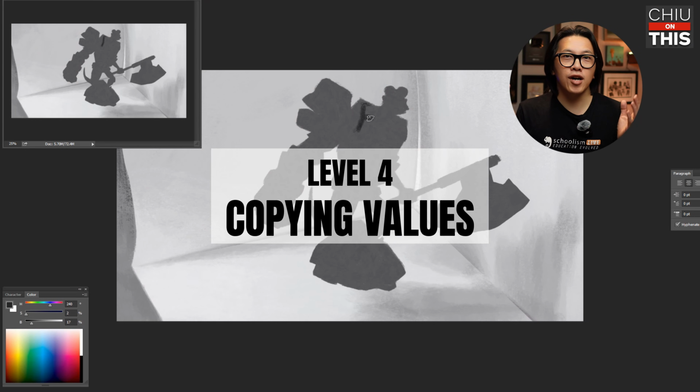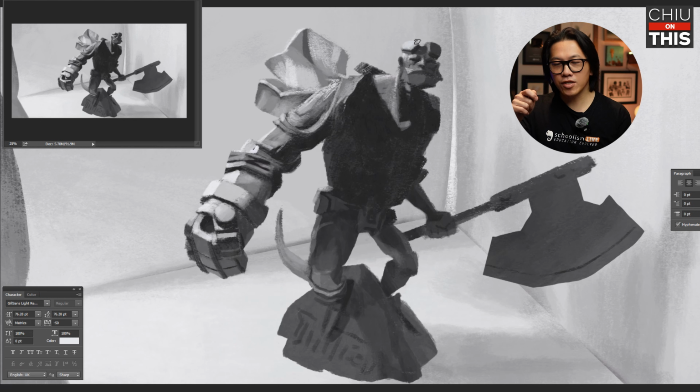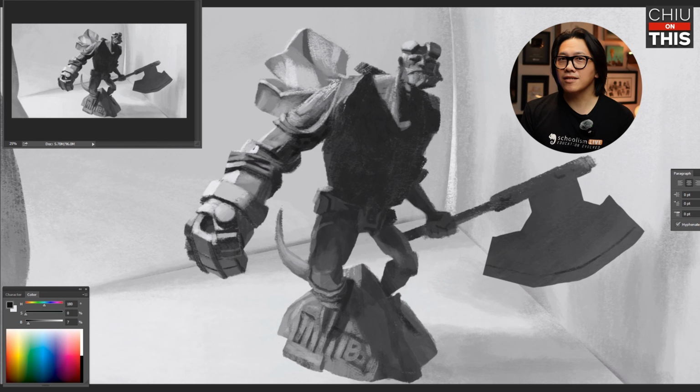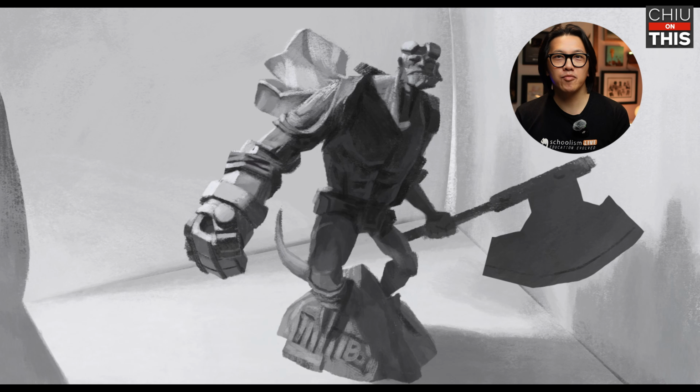Level four is copying values as well. Are you able to look at something, look at how dark or how light it is, and be able to create the same values? This I would also consider to be quite a basic skill. It's really just the beginning of understanding value. But again, these skills will start to ramp up pretty quick.